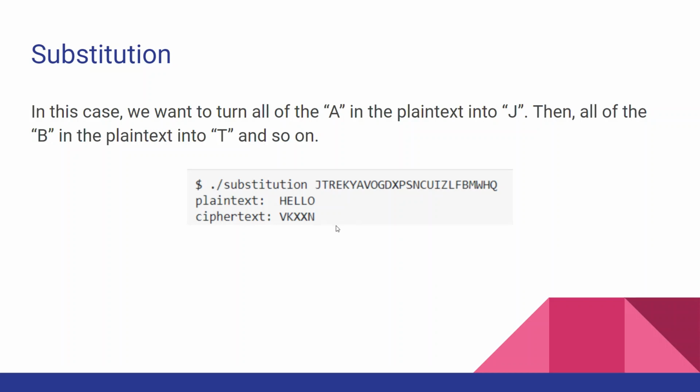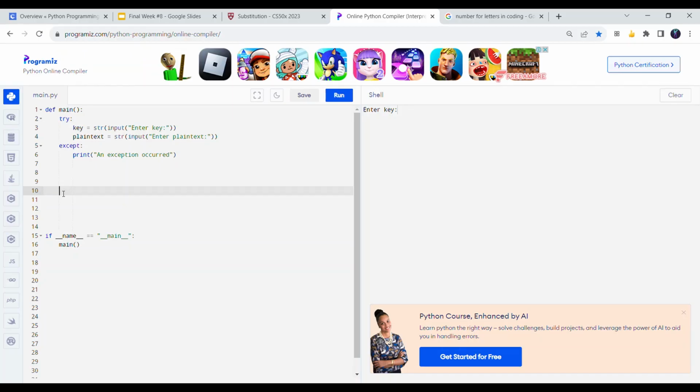So now pause the video and try to figure this out. So as you can see here, we have our code where we're first going to get our key from the user and then the plain text, which we eventually convert into ciphertext.